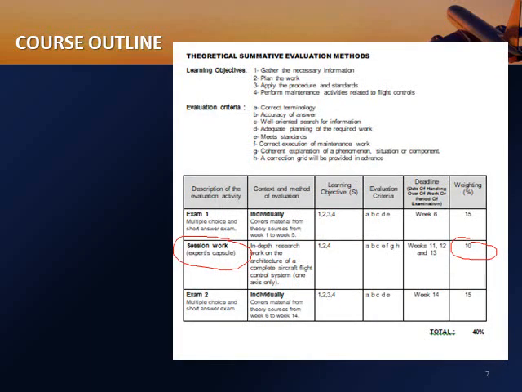So, again, this is the theory system evaluation method. Exam 1, exam 2, as you can see, that was at week 6 or so, and week 14, and session work or assignment, and that was worth 10%. We'll see how we go about that one.